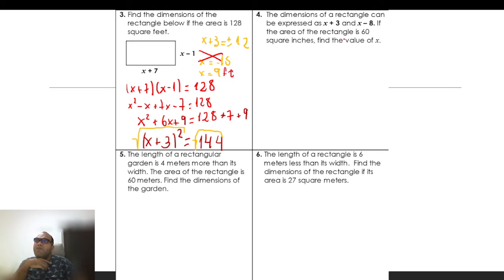Great, guys. For solving these other ones, you need to find the value over here. Number 4, the answer key is 12. Number 5, the answer key is 6 meters. Number 6, it's 9 meters. Great. Let's go ahead, guys.